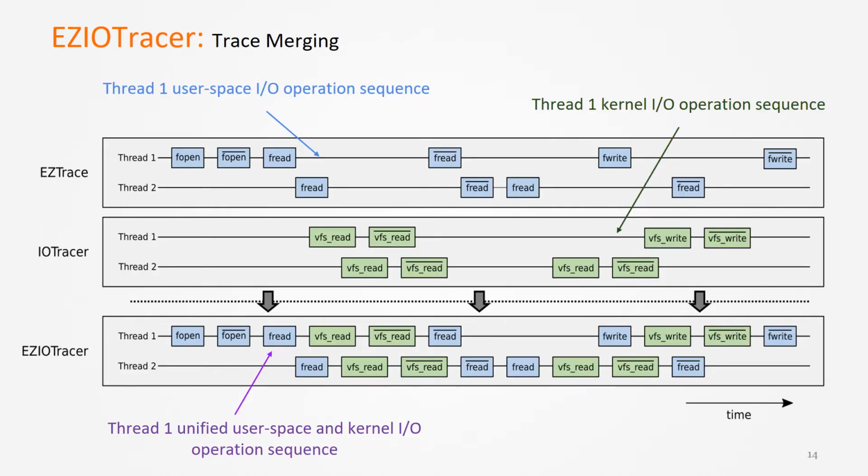As aforementioned, EZIOTracer uses ETA, the generic analysis framework, to merge traces made by IOTracer and EZIOTrace in a unified trace. To do this, ETA first identifies the IO operation sequence that corresponds to the same thread in both user space and kernel traces. For example, the thread number 1 in the figure. Then, based on the timestamp, ETA sorts and merges both IO operation sequences in a unified user kernel trace.